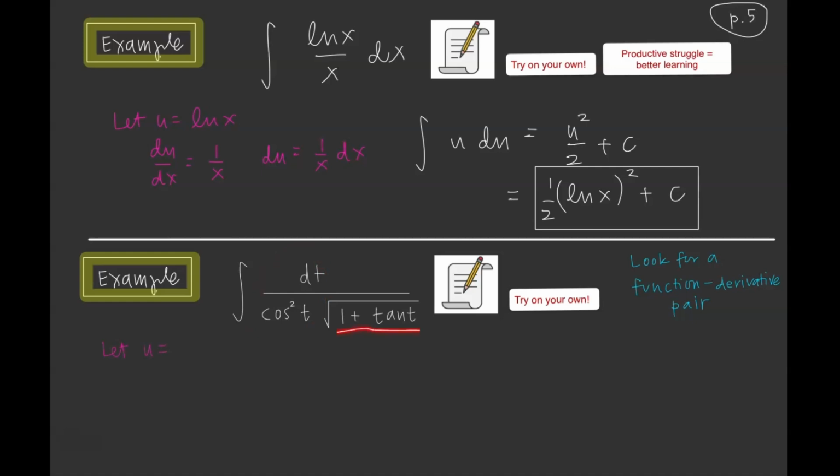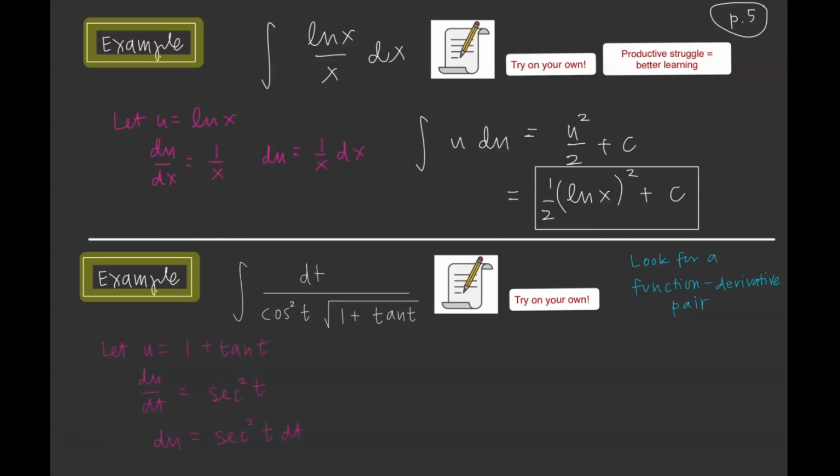So I'll let u equal this whole thing inside of the square root function. I don't take the square root function, I just take this inner function. And so u is going to equal 1 plus tangent of t, and then du dt equals secant squared of t. And so I have my substitution.